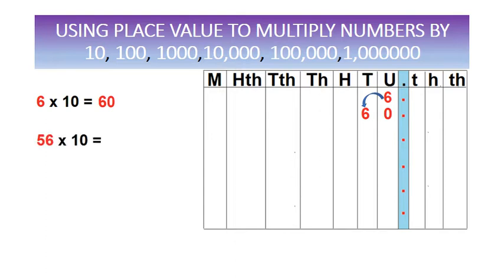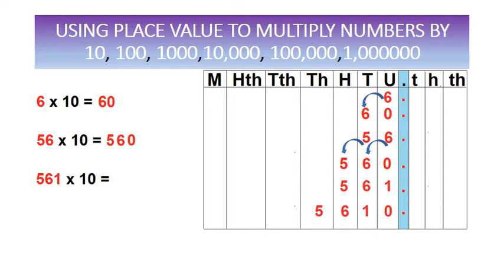Another example, this time 56 times 10. Again, look what's happened. The 6 has moved one place to the left, and so has the 5. And then we've put our placeholder in the units column again. So the answer is 560. One more example, let's look at 561 times 10, put it on the scale. What happens when you multiply it by 10? Each one of those digits has moved one place to the left, and then we've put our placeholder in. So the answer is 5,610.